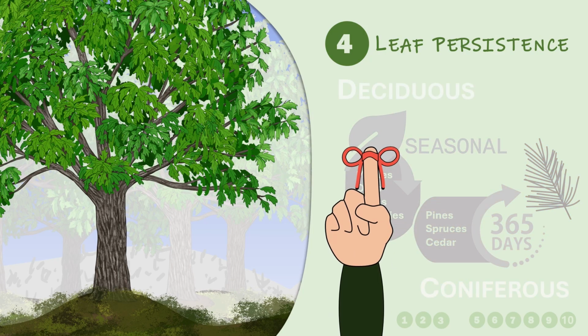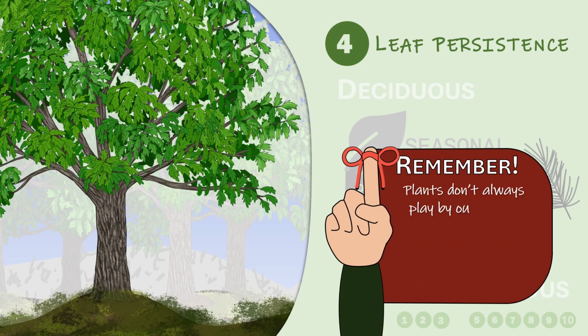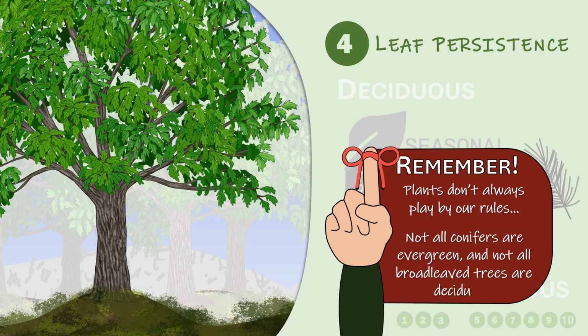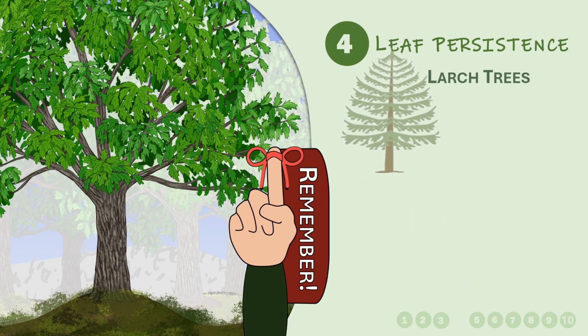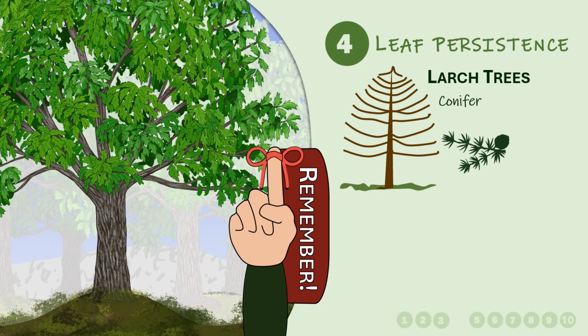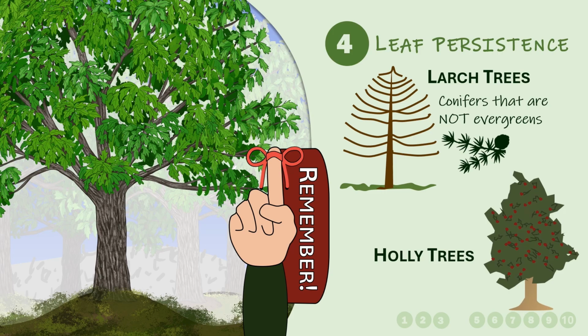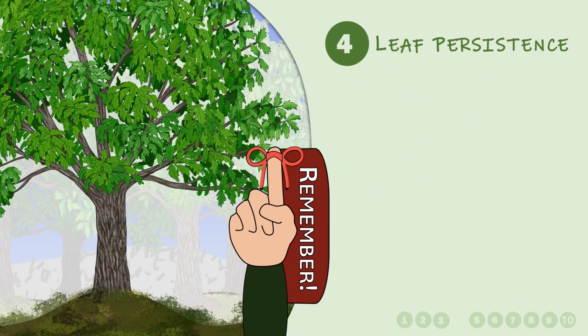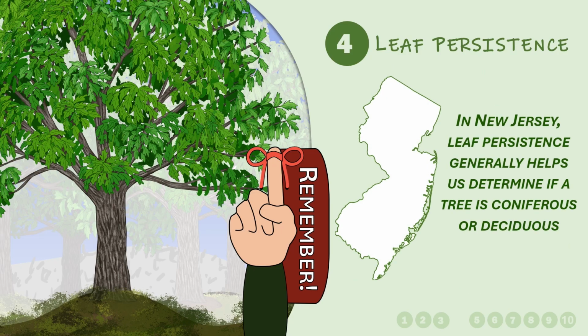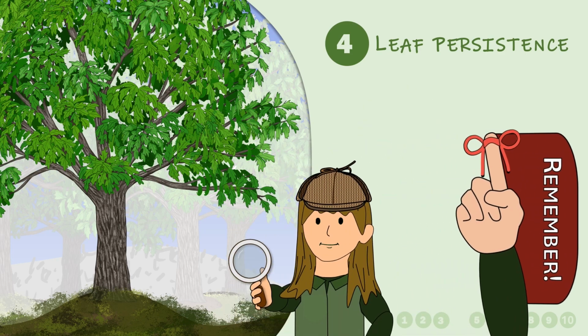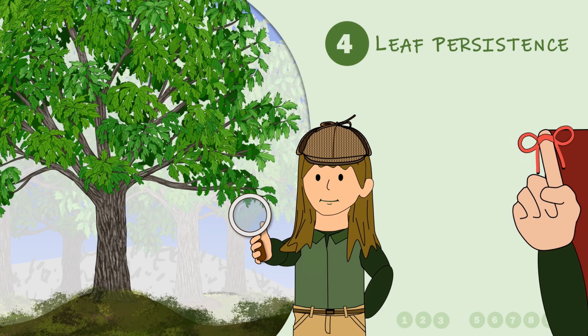But remember, we warned you that plants don't always play by our rules. Not all conifers are evergreen, and not all broadleaf trees are deciduous. For example, larches are conifers that drop all their needles in the winter, so they are not evergreens. An American holly tree is an evergreen, but it doesn't have needle or scale-like leaves. It's a broadleaf tree. Despite these rule breakers, generally, here in New Jersey, leaf persistence helps us to determine whether a tree is coniferous or deciduous, bringing us one step closer to solving the puzzle of our mystery tree's identity.